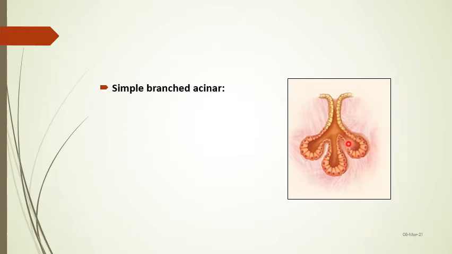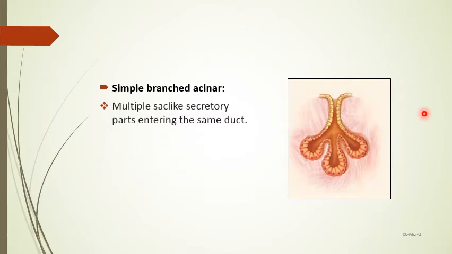Simple branched acinar: we have one duct, but the acini are branching. We have several multiple sac-like secretory parts entering the same duct. This is called simple branched acinar.